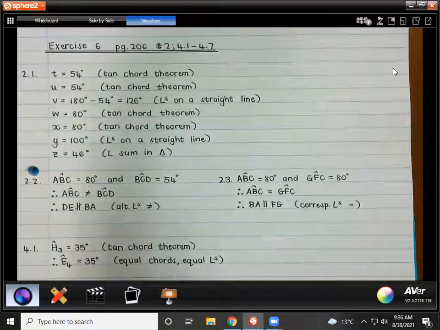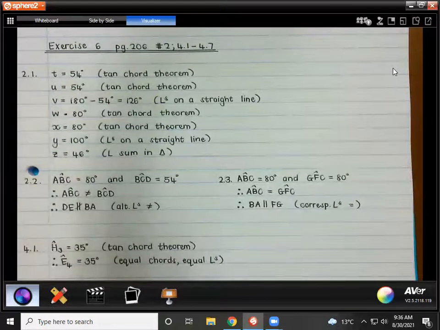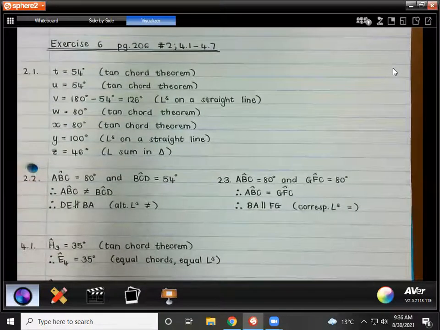For Y, I then again used angles on a straight line. And then for Z, I used angles in a triangle. You could have used angles on a straight line there as well for Z, because it was on that tangent. That would have been fine. Let me just write that in.